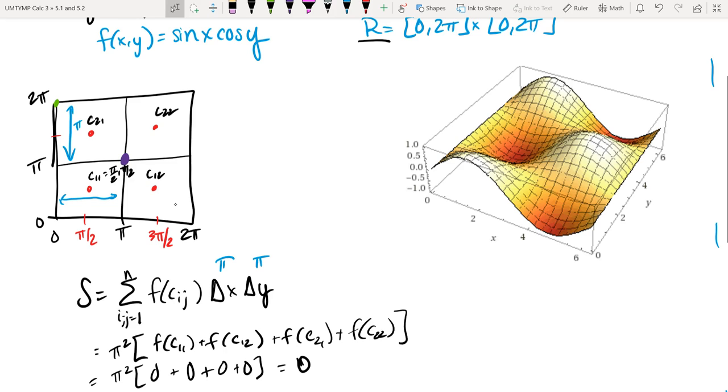Alright, and that's going to be the end of this approximation video, and so next we'll talk about the existence of these double integrals.